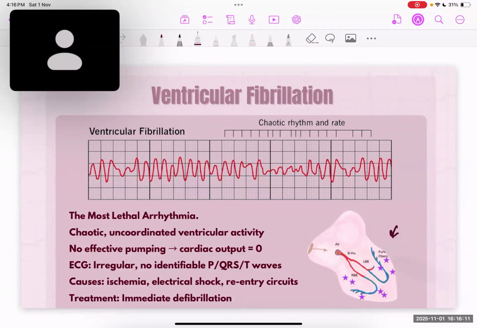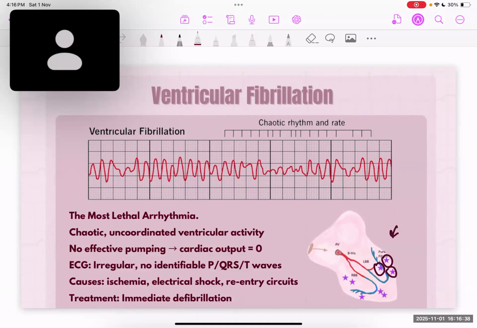So here in this diagram, can you see these areas? All of them will start making their own impulses, they will excite themselves, and it's going to be so random that it's not going to cause a contraction or relaxation. So nothing's going to happen. As a result, your cardiac output is going to go to zero. So there's no pumping at all. There's too much happening. It's very irregular. There's no identifiable P, QRS, or T waves.